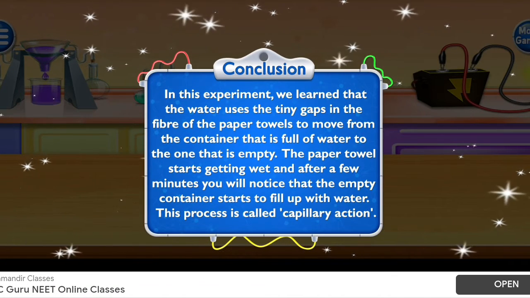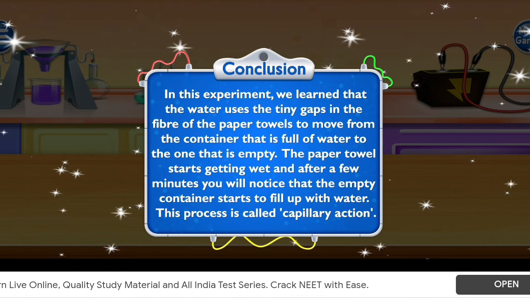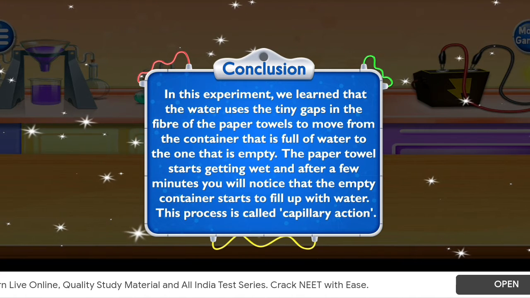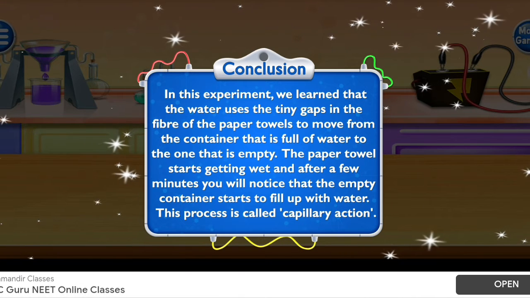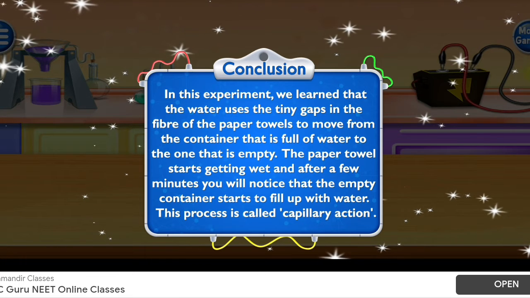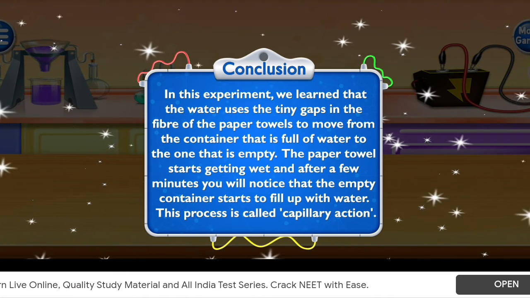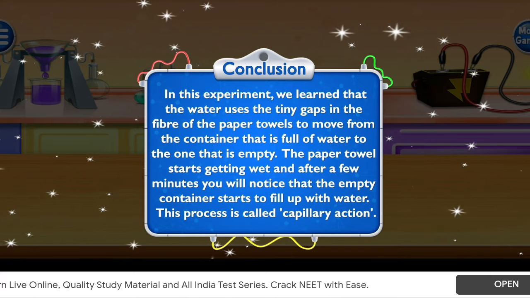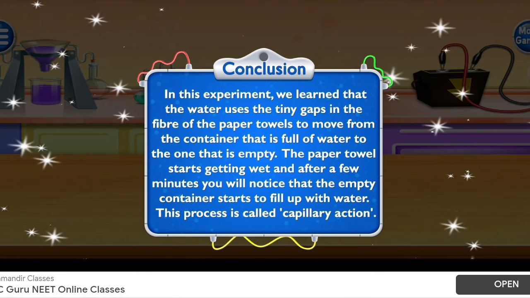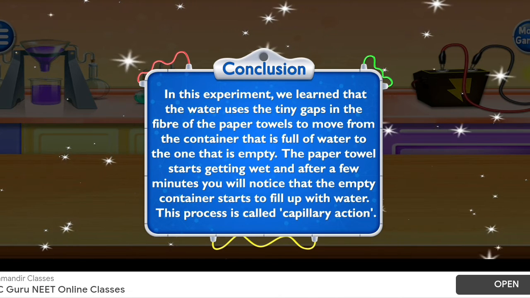In this experiment, we learned that the water uses the tiny gaps in the fiber of the paper towels to move from the container that is full of water to the one that is empty. The paper towel starts getting wet, and after a few minutes you will notice that the empty container starts to fill up with water. This process is called capillary action.